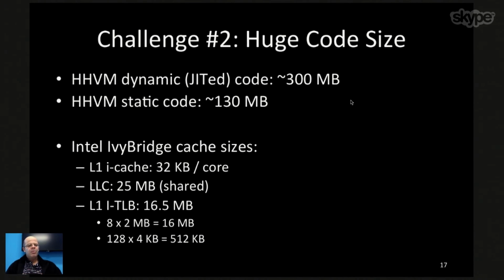It only has 32 kilobytes of L1 iCache, for example. And even the last level cache, which is shared among all the cores, has only 25 megabytes. Also the TLB, the translation look-aside buffer used to do address translation from virtual to physical addresses, can only, at any point in time, handle 16 megabytes of code. So if you compare the size of caches with the size of the binaries we have, you see that we have a great challenge to make things fit in there.